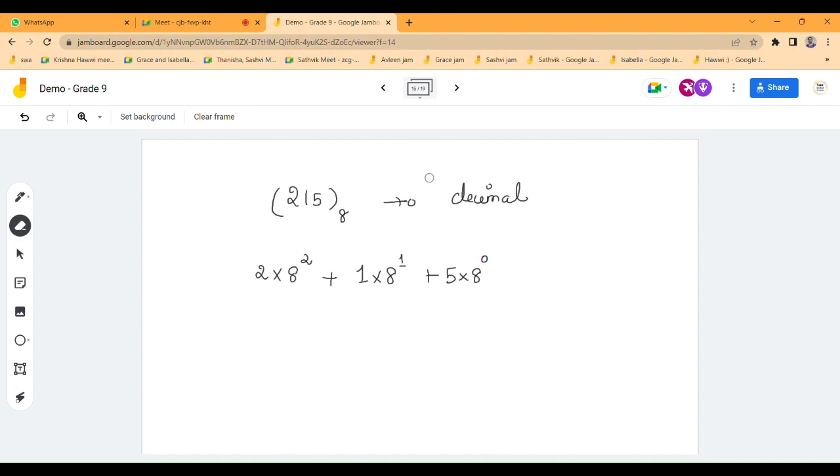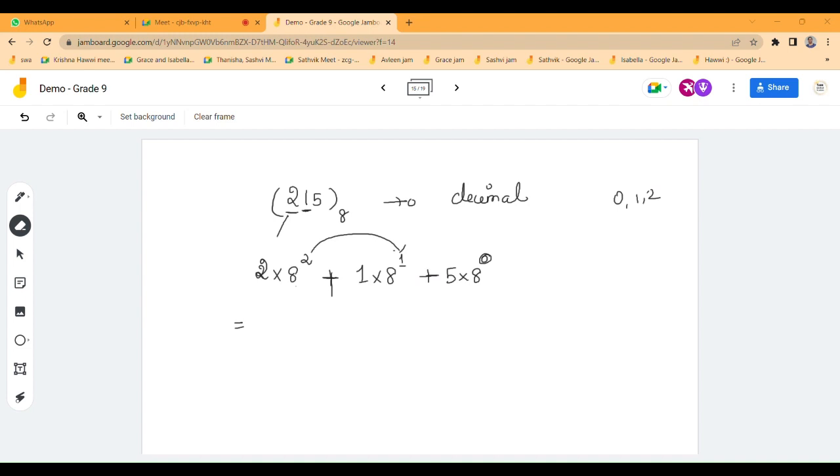Ma'am, I'm not getting that part. Can you explain again? You have to take individual digits from left to right. First digit is 2 into 8 power of 2. Then 1 is there, no? You have to reduce the powers. Totally 3 digits are there, so you have to start with 0: 0, 1, 2. Then 5 into 8 power 0.